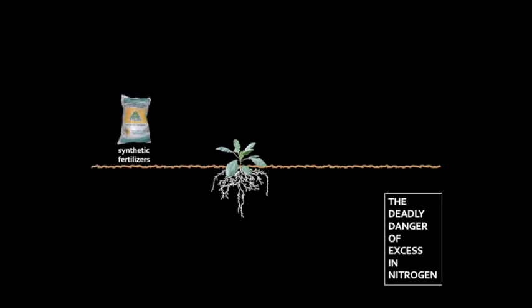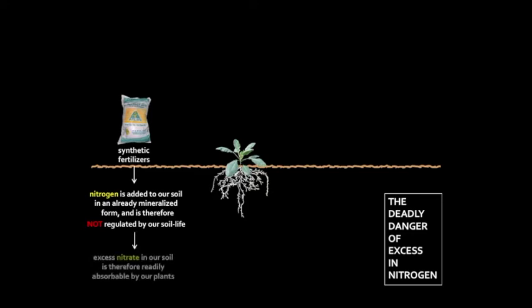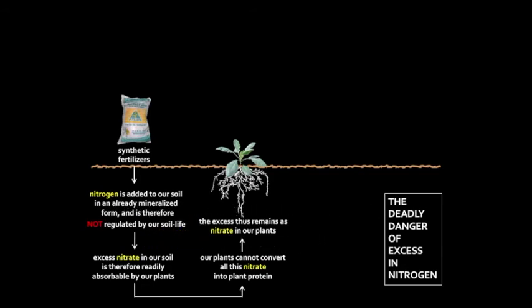When using synthetic fertilizers, nitrogen is added to our soil in an already mineralized form and is therefore not regulated by our soil life. Excess nitrate in our soil is therefore readily absorbable by our plants. Our plants, however, cannot convert all this nitrate into plant protein. The excess therefore remains as nitrate in our plants.